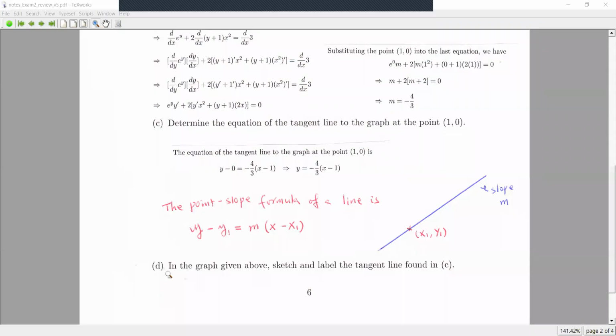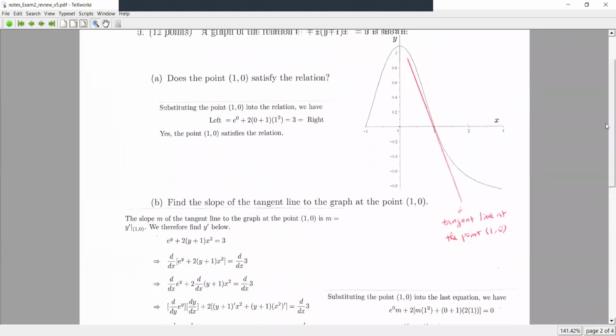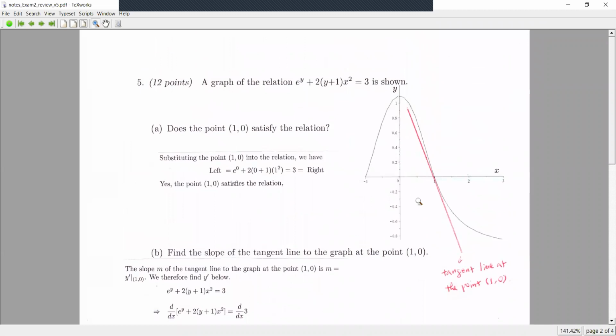Part D. In the graph given above, sketch and label the tangent line found in part C. This red line is the tangent line found in part C. It is the tangent line to the graph of this equation at the point 1, 0.